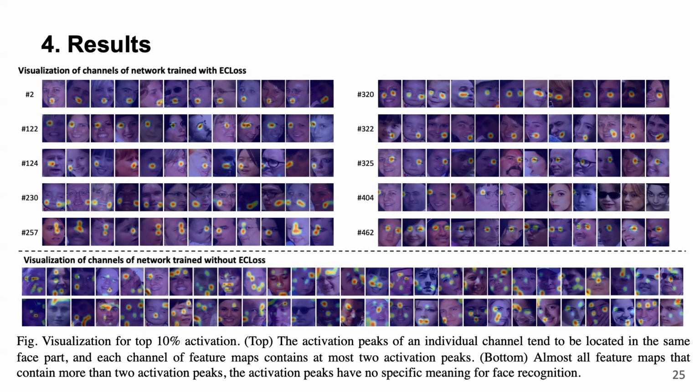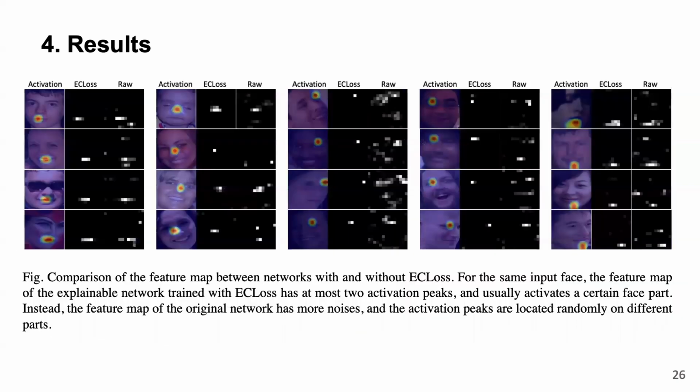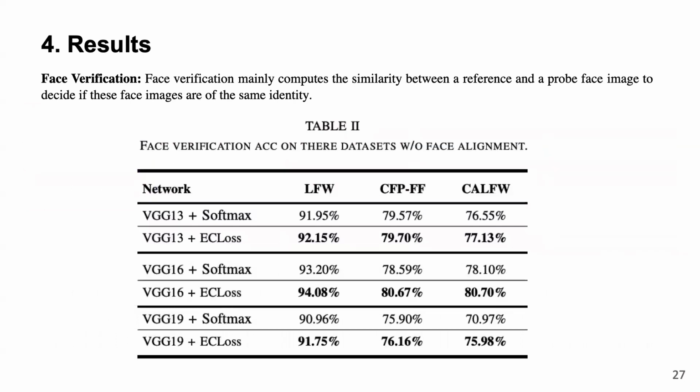For the network trained without EC loss, all the feature maps are activated by random patterns, and its activation peaks have no specific meaning for face recognition. This is the comparison of the feature maps between networks with and without EC loss. For the same input face, the feature map of the explainable network trained with EC loss has at most two activation peaks and usually activates a certain face part. Instead, the feature map of the original network has more noise, and the activation peaks are located randomly on different parts.